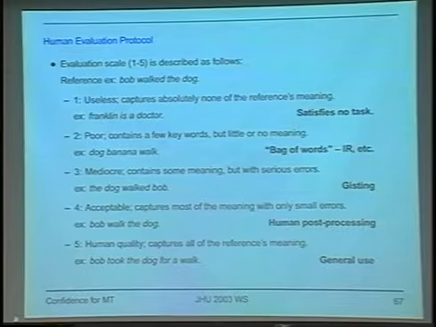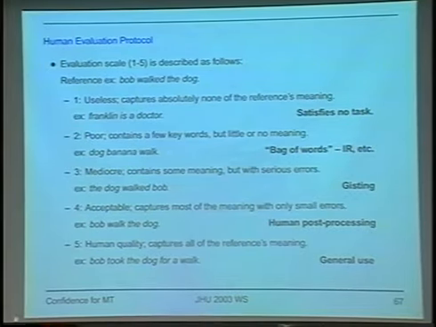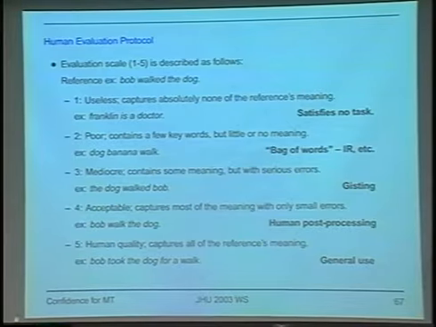A 4 is considered pretty acceptable, captures most of the meaning. "Bob walked the dog," so there's a slight grammatical problem, but all of the basic information is there. And at this point, you could ask a human to post-edit this and get good output. And finally, 5 is just perfect. The example, of course, is tailored to show you that it doesn't have to be identical to the reference to be perfect.